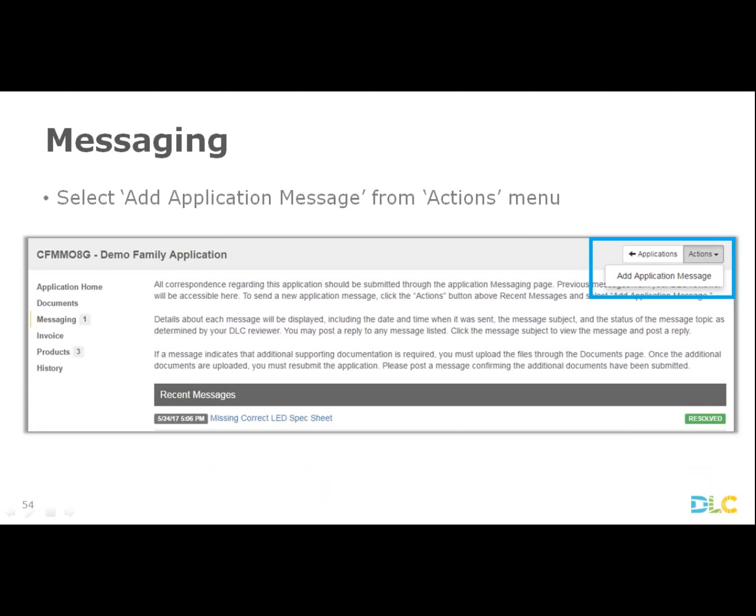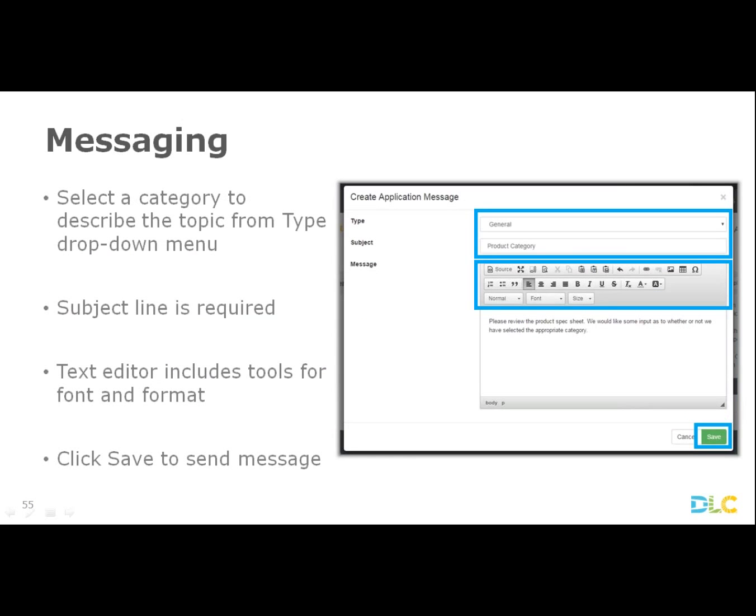To create a new message, click in the Messaging tab, and on the top right side you'll see the Actions dropdown. Click Add Application Message. This will prompt a new window. You'll have the option to change the category of the message, change the subject of the message, and enter any text that you would like in the body of the message. There's a text editor there with some basic tools for formatting and font. Once you're happy with your message, you can click Save at the bottom right, and that will send the message.